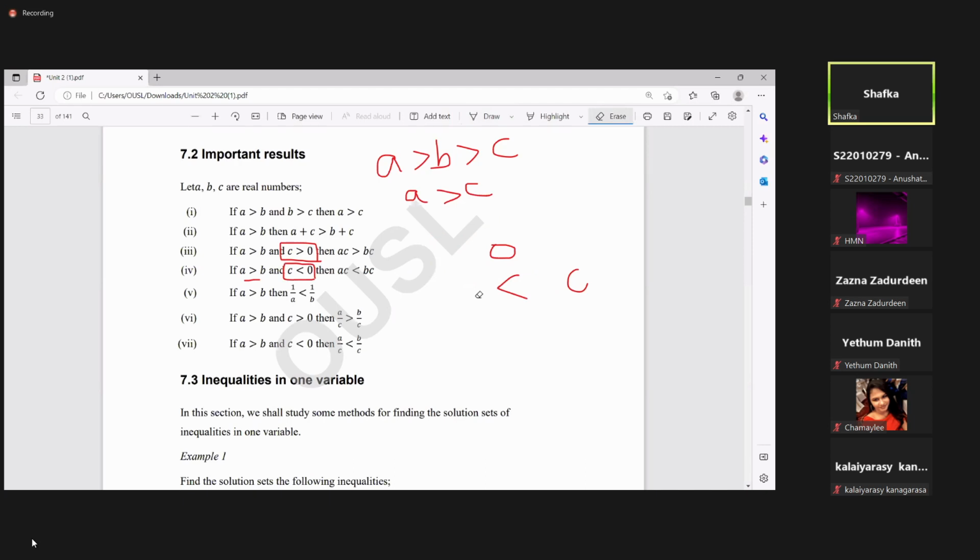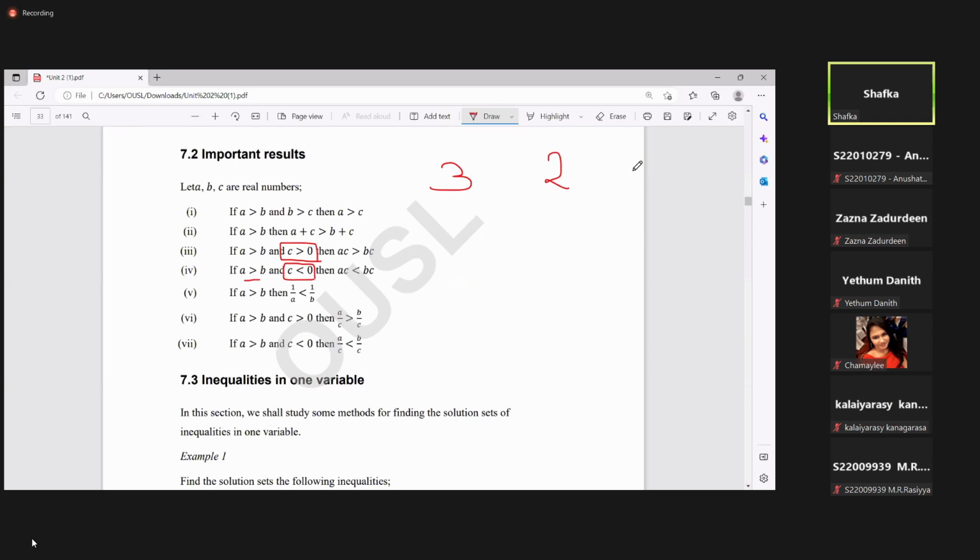Okay, and let's show another example. For the fifth rule, we have 3 and 2. Which is the largest number among these two? 3. So 3 is greater than 2. What about 1 over 3 and 1 over 2?